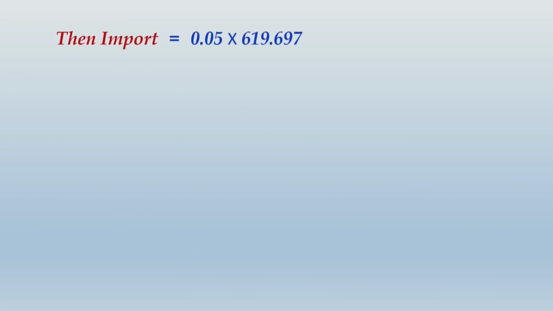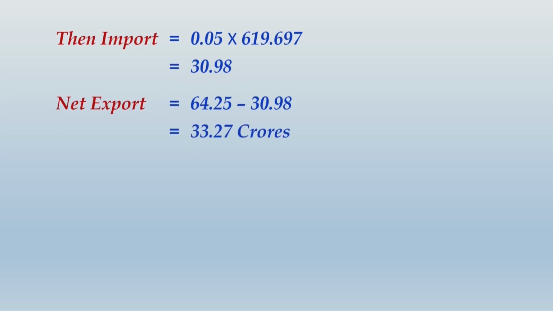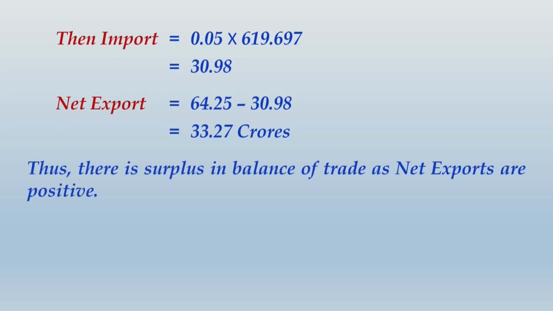In your solution, you may now write imports as 0.05 into the new value of Y, that is 619.697, and now you get imports as 30.98. So your net exports will be the revised value of export minus the revised value of import, and that will be 64.25 minus 30.98, and that would give you 33.27 crores. Thus there is surplus in balance of trade as net exports are positive.